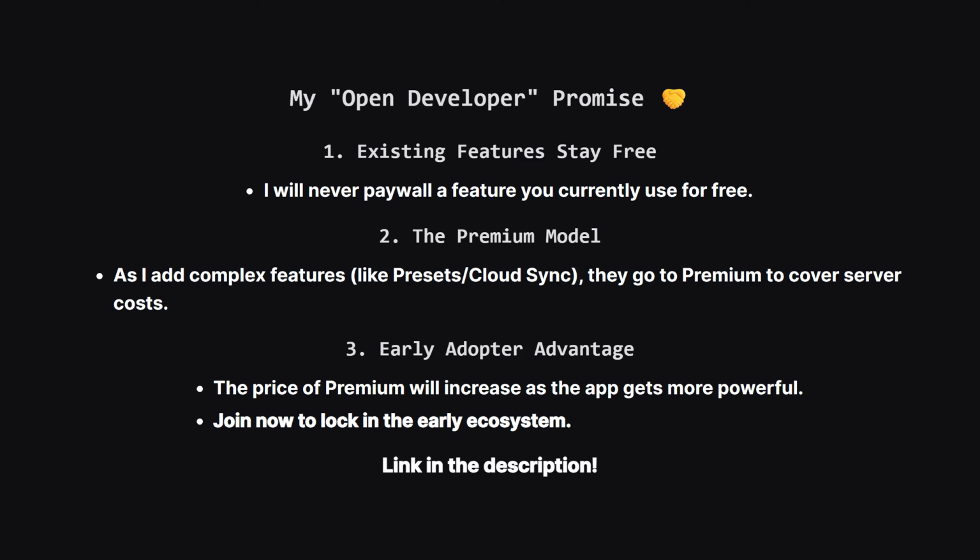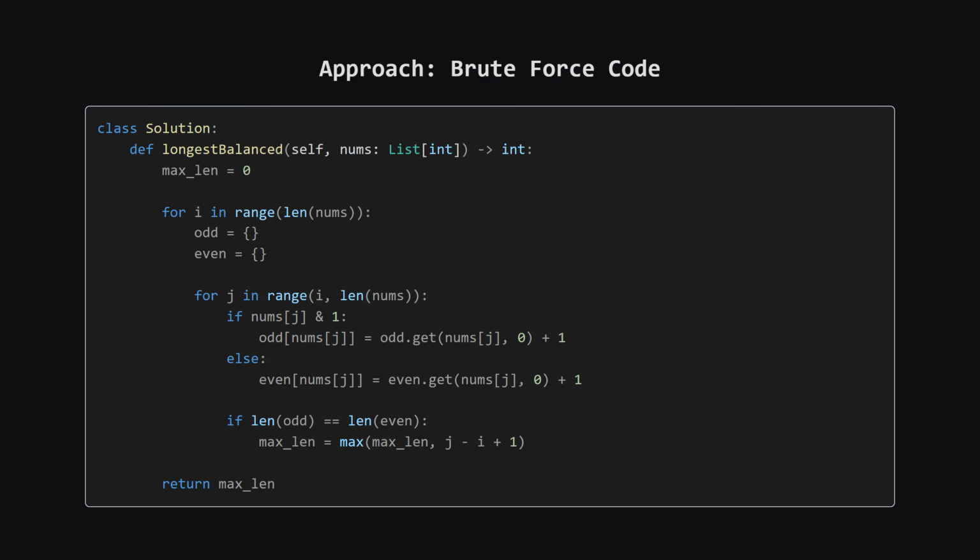Okay, we've talked about the big picture and the logic. Now let's see what this looks like as actual code. I'll put the full solution up on the screen first, and don't worry. After that, we'll walk through the most important sections together. Alright, here is the full Python code for the brute force approach. It's quite compact. We have our class structure, our main function, and the nested loops we talked about.